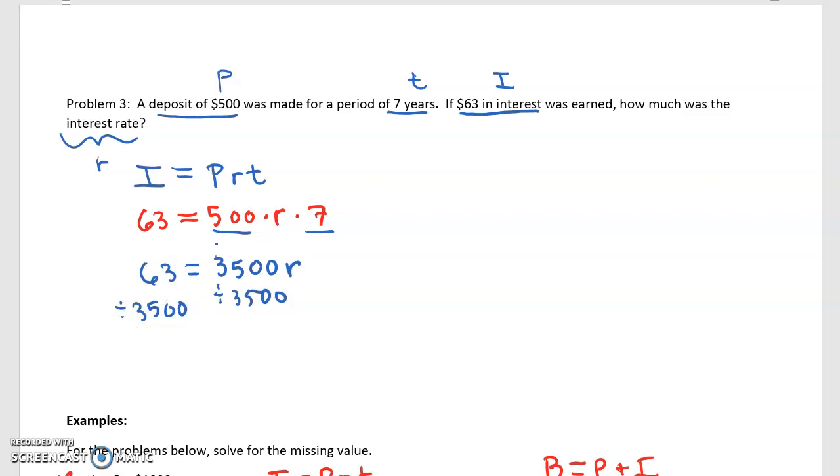And again, using my calculator, I come up with 0.018. Now again, this is the correct answer, but it's not in its percent form, just like some of those word problems we were doing the other day. So we move our decimal 2 places to convert a decimal into a percent. So we had a 1.8% rate. Again, that's pretty small, but you made $63.